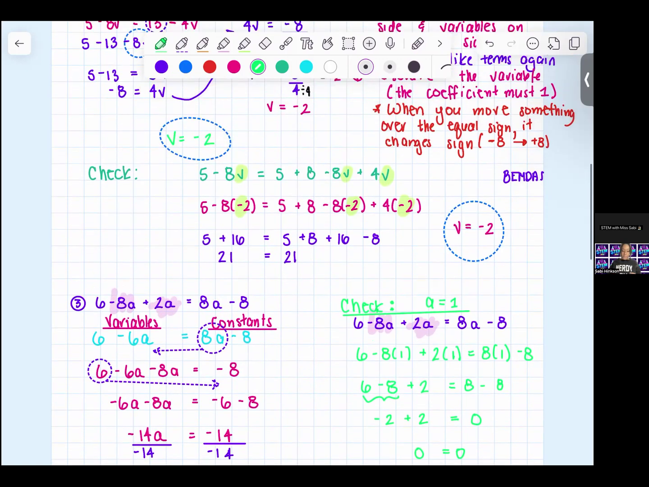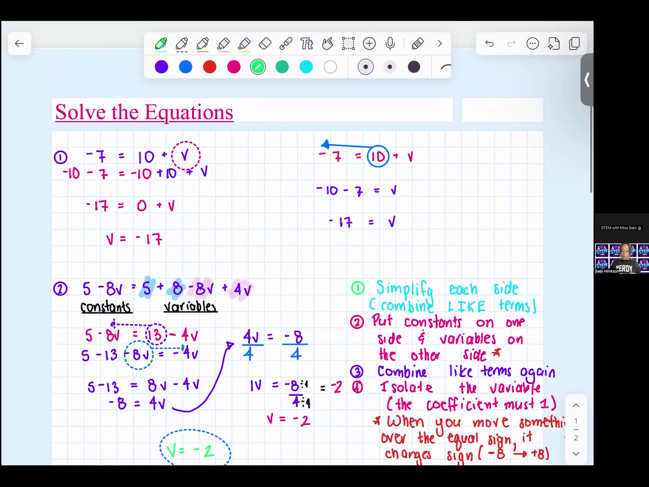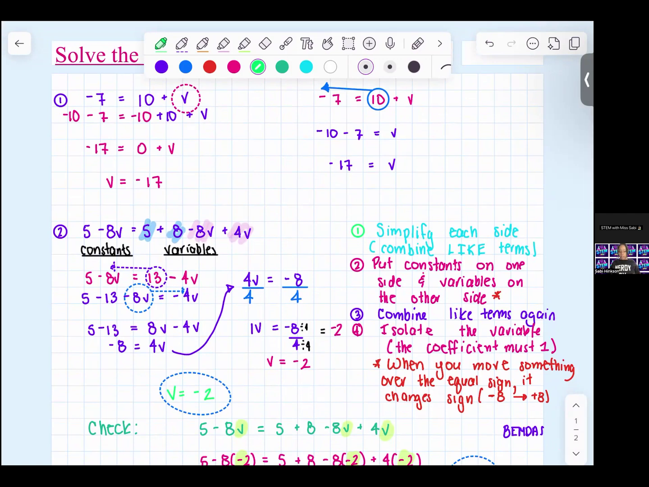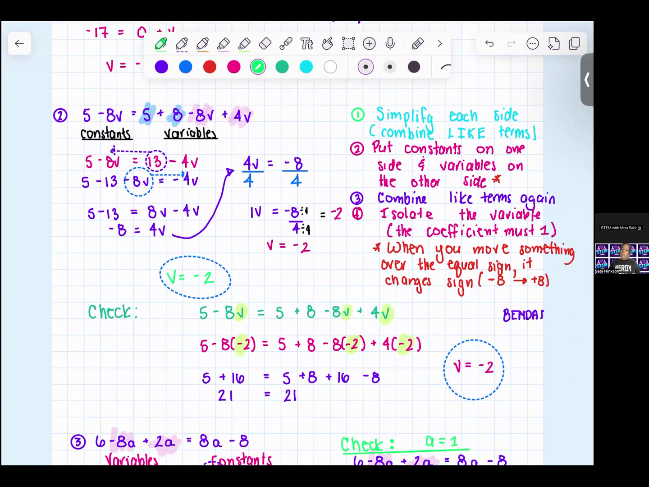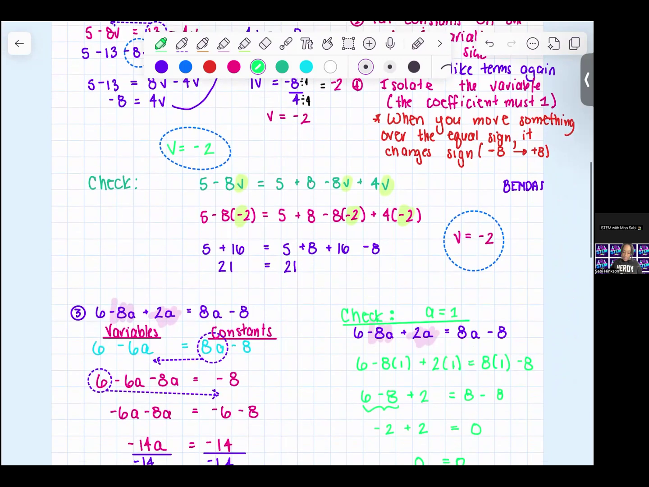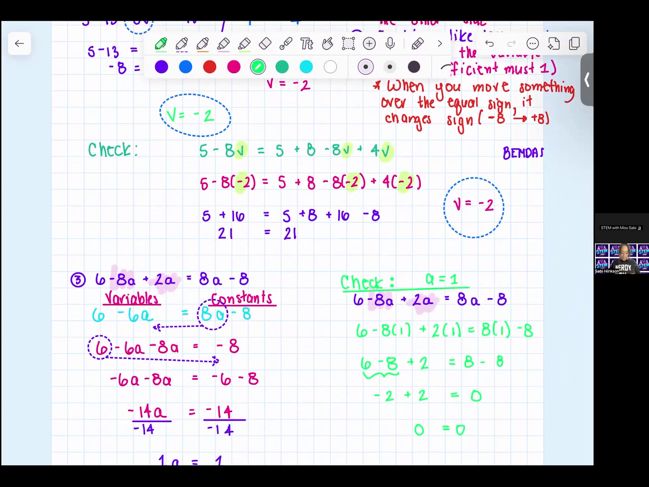So again, this was solving equations. In other words, isolating the variables or solving for the variables. In other words, we want the variable to be isolated, we want it to be by itself, and we don't want a number in front of it other than 1. So that's that. I hope this was helpful.